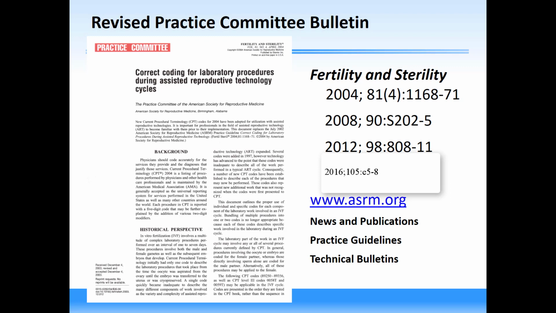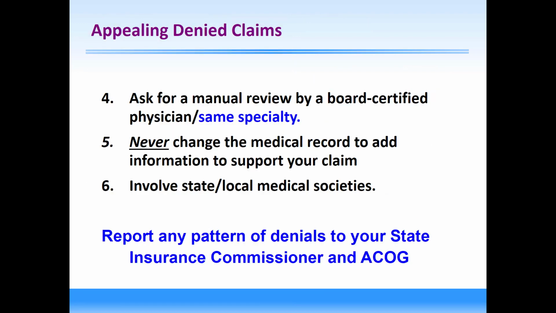Let's say you still have not received a satisfactory resolution. At this point, you would ask for a manual review by a board-certified physician in your same specialty. They are legally obligated to provide this for you, so don't be shy in asking for that. At this point also, you may want to be cautioned to never change the medical record to add any information that you think is going to support your claim. You make addendums or notes that are appropriately dated, but never go back and change original documentation. Possibly you may want to involve state or local medical societies if you still have not received appropriate resolution.